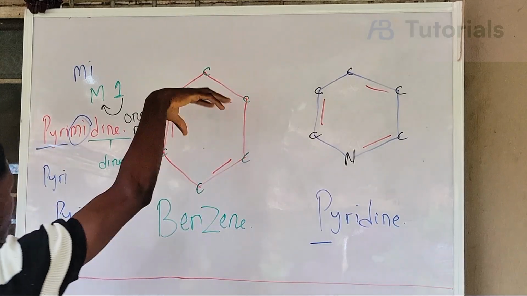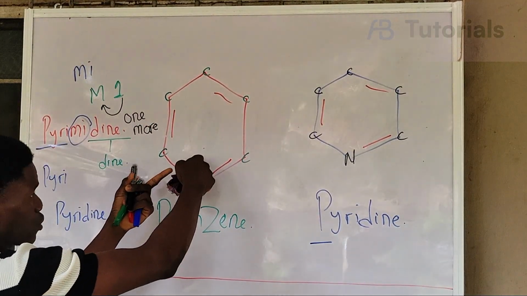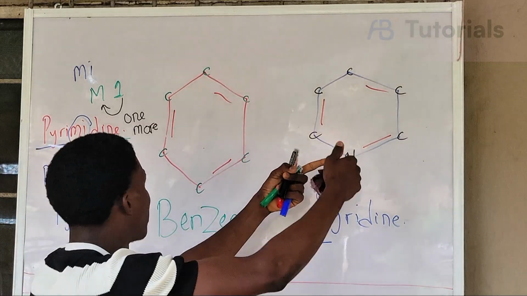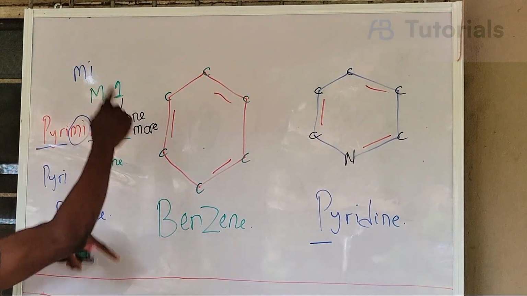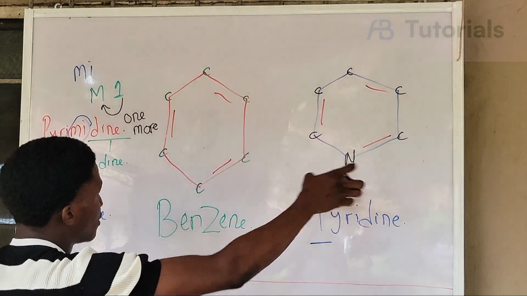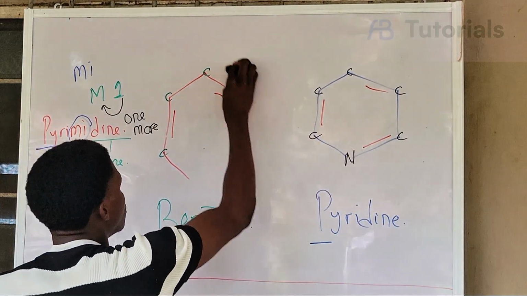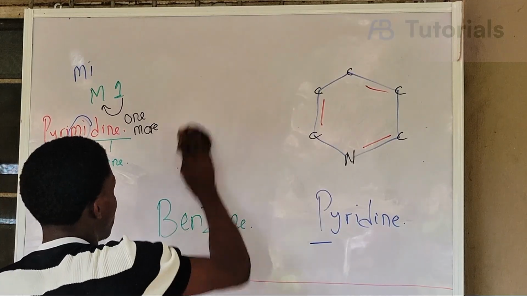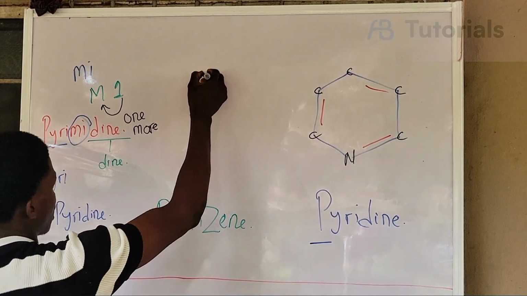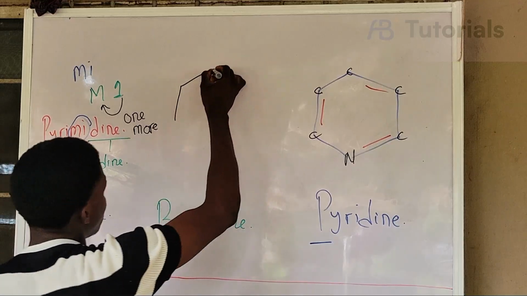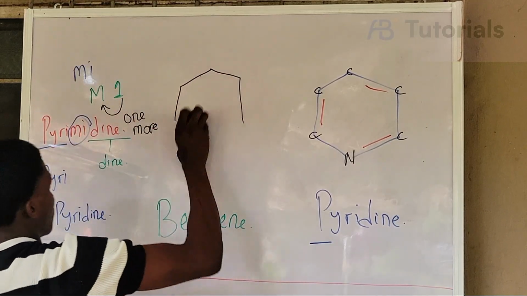So I will have to clean this. Okay. So don't forget, you know how to do the structure of your benzene, then the structure of your pyridine. Now moving to the pyrimidine, just add one more nitrogen to the structure of your pyridine. So now we're about to draw the pyrimidine.